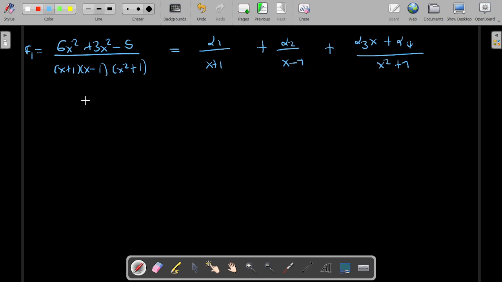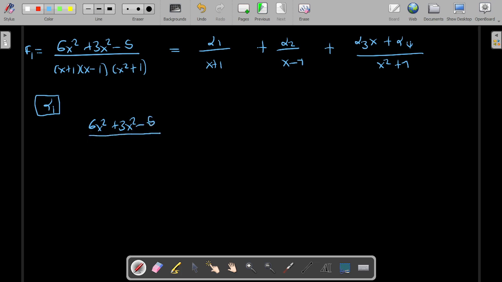So if we want to find alpha 1, we can multiply x plus 1 throughout. Now, multiplying x plus 1 throughout, for us to find alpha 1, we're going to multiply by x1. So let's multiply by x1. If we multiply by x1, we're going to get 6x squared plus 3x squared minus 5, like so.